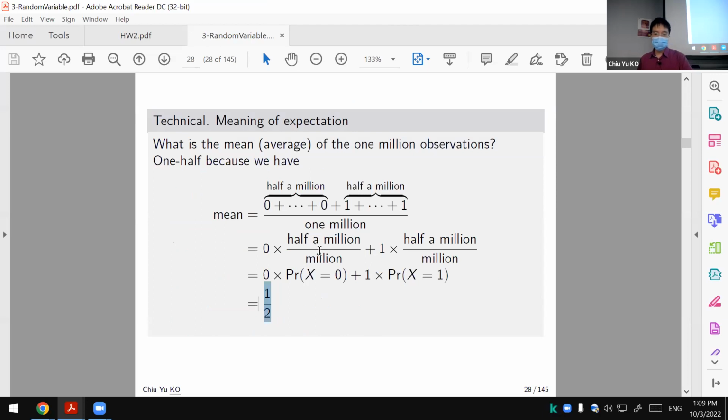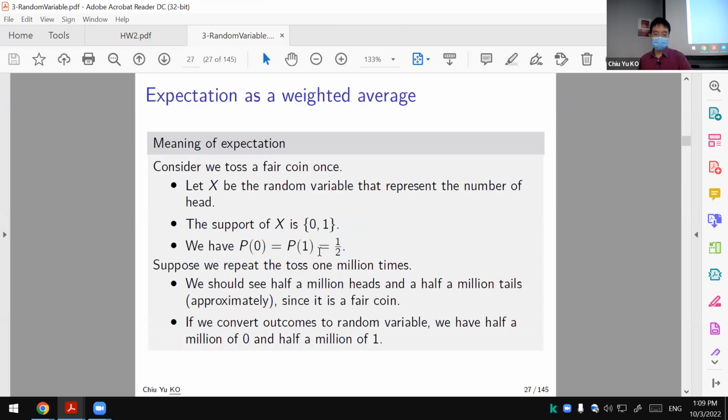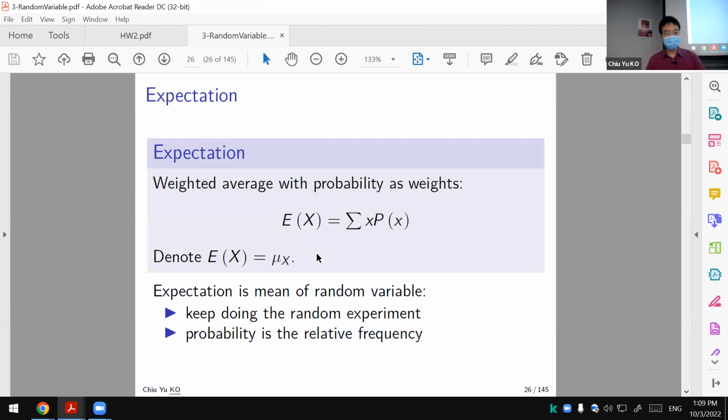So you can see the expectation means that if you just repeat this random experiment, you get all the X, right? You have a very long run, you get the average, and it should be the same as this, okay? We would denote this as mu X, or simply mu, because if X is very clear, sometimes simply just mu, okay? This is called expectation.